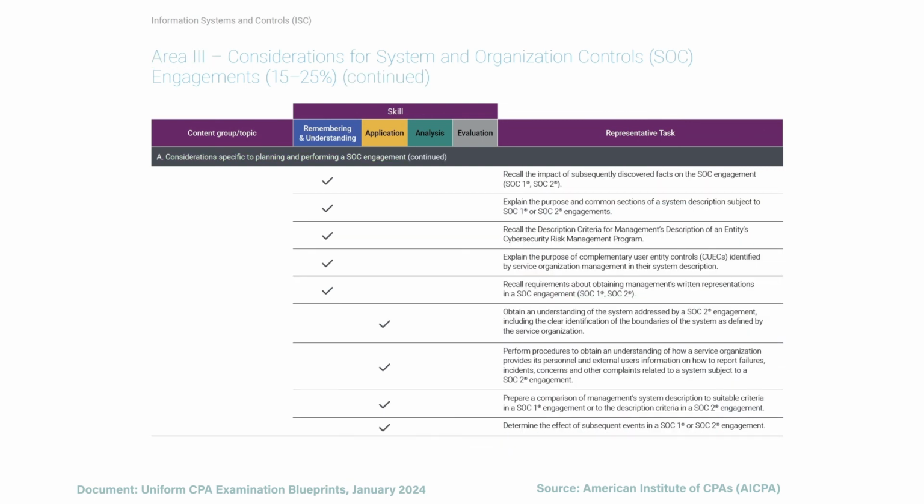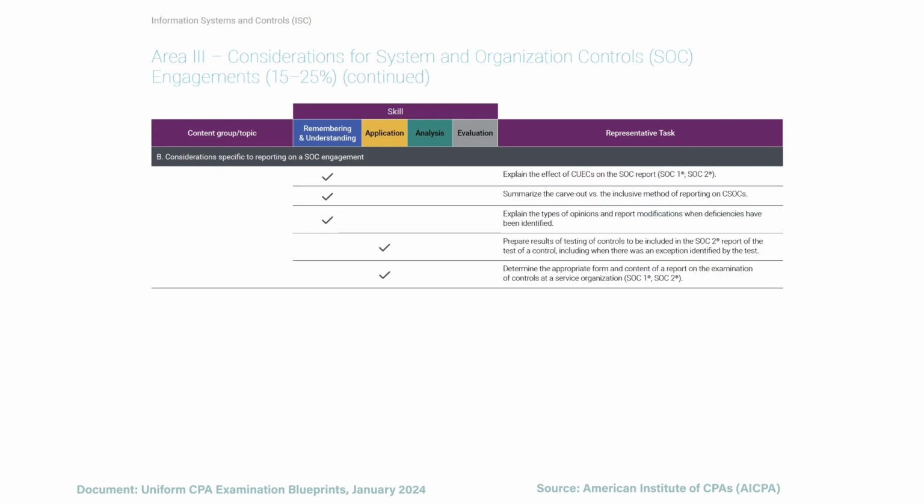From there, we talk about what happens when we discover a fact after the engagement. We talk about the complementary user entity controls and how those affect the engagement. We talk about management's written representations, like the management representation letter. So we're talking about everything from start to finish of a SOC engagement.